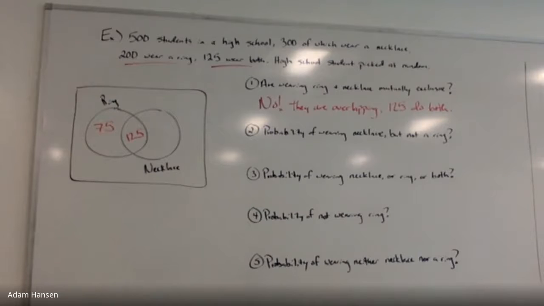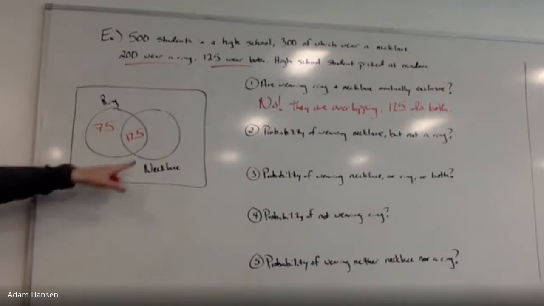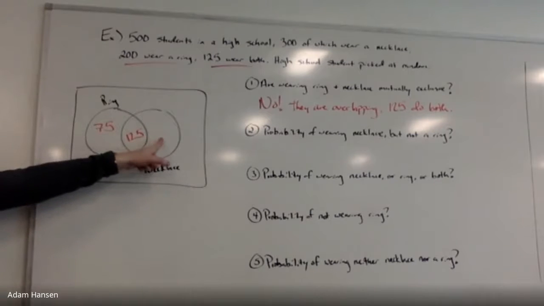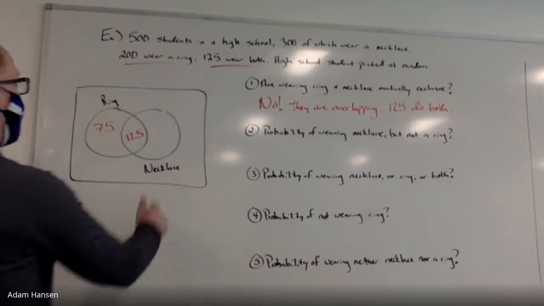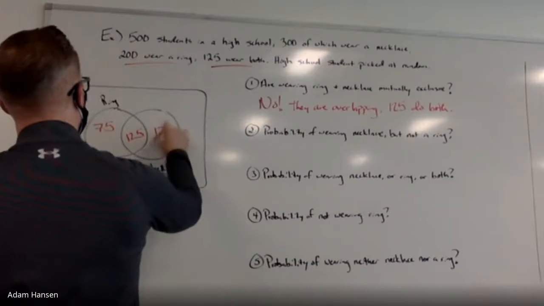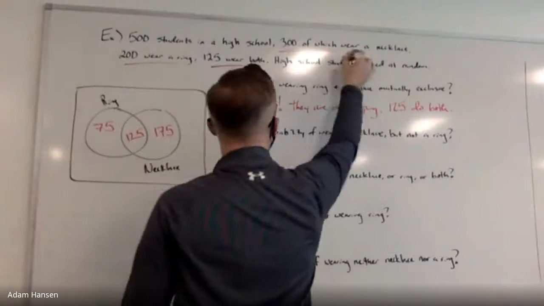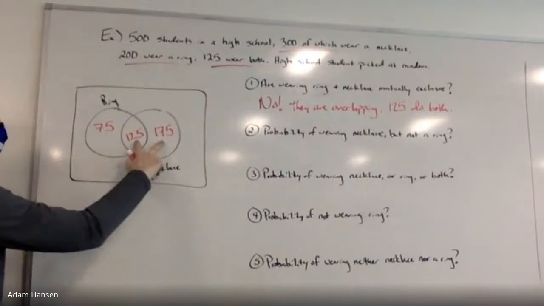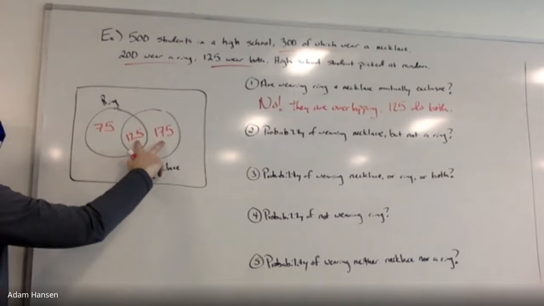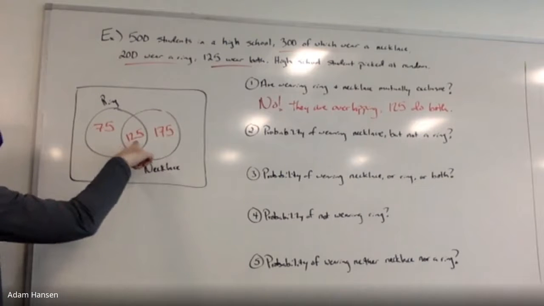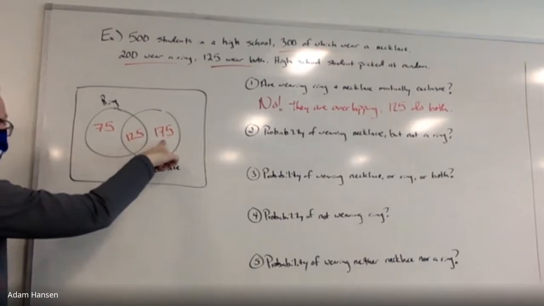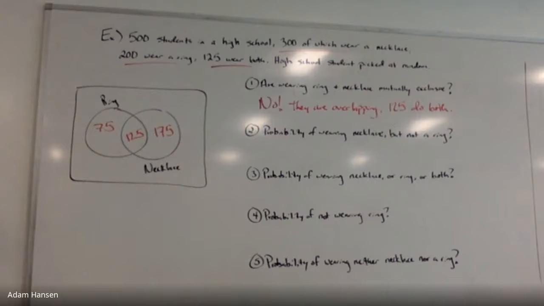Okay. How about next? Cameron, what's going to go here? How many students just wear a necklace and not the ring? 175? How are you getting that number? Okay, so you're saying 300 wear a necklace. What's in the necklace circle of the Venn diagram has to make a total of 300. I've already got 125 placed in the overlap, so there's 175 left over for here. Okay.